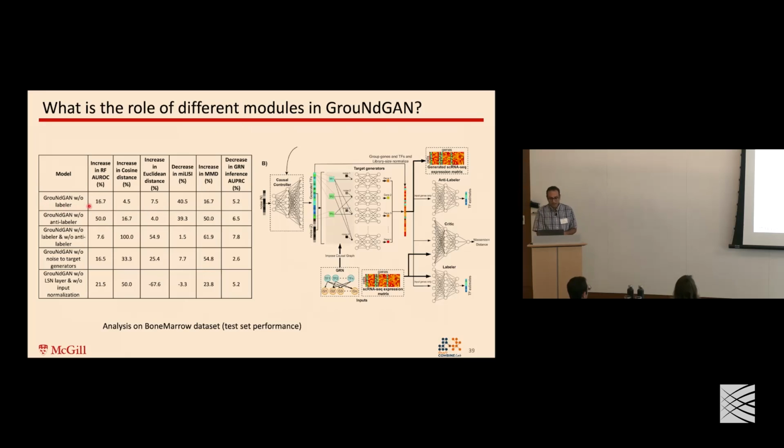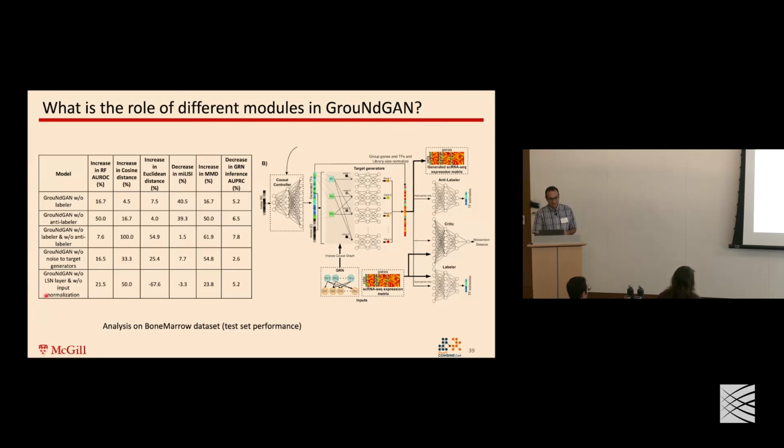For example, if we don't have the labeler, the performance across the board gets worse. If we don't have the anti-labeler, again, we have worse performance. If we don't have any of them, we get much worse performance. And we can also even remove the noise. Technically, we can remove the noise here and just give TFs as input. And that also, particularly in the context of making the output look like single-cell data, makes the performance worse, even though it doesn't have a significant effect on the GRN imposition.